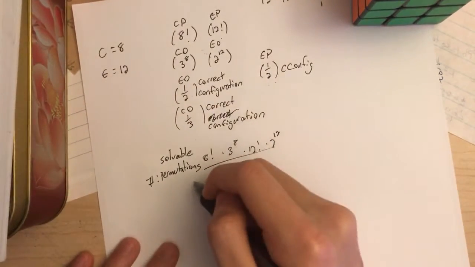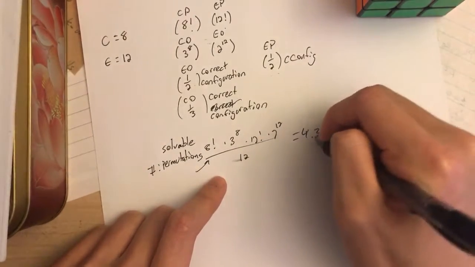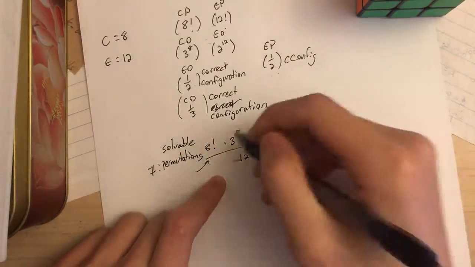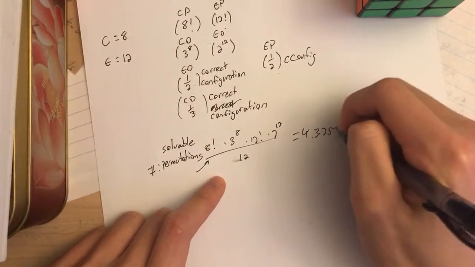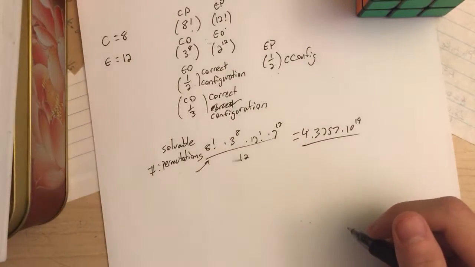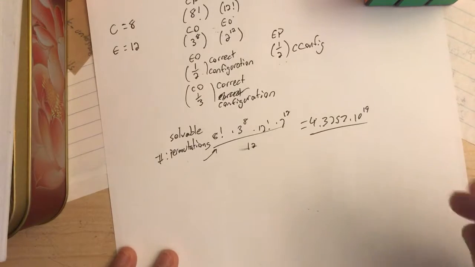Alright. It's this. And that's like 4.3. Let me see, I have it written down. 4.3257 times 10 to the 19th. Right? Okay, so now we've established the number of ways we can solve the Rubik's Cube.